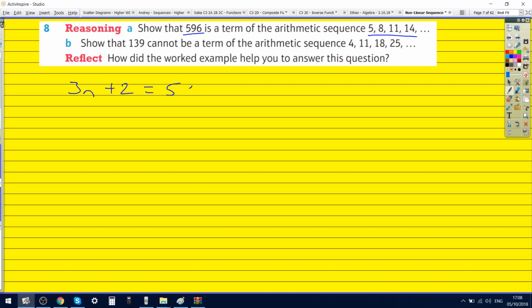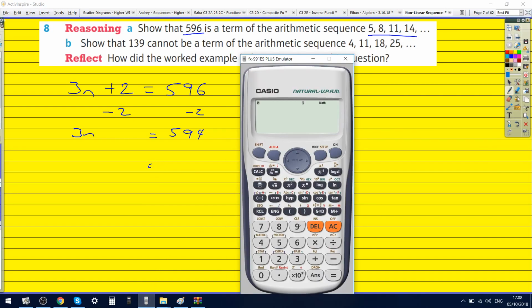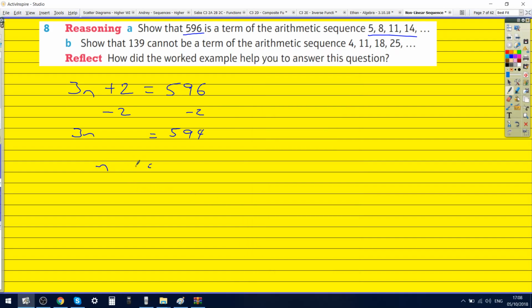Do 596 minus 2. So basically, you make it equal to it. So take away 2, then divide that by 3. Well done. 594 equals 3n, and then divide that by 3. I'm just going to use the calculator. 594 divided by 3. Okay, 198. So n equals 198. What does that tell us about the sequence? It's the 198th term. Correct.